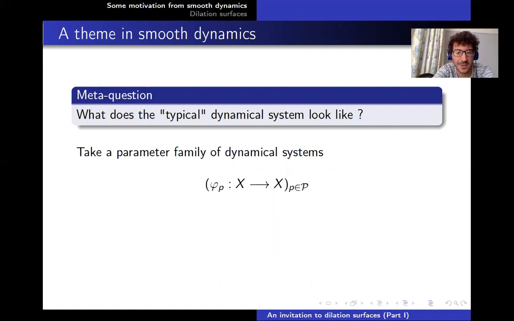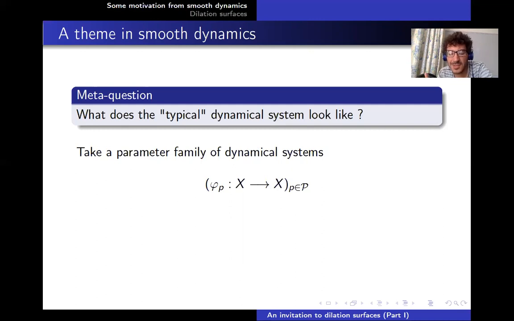So you'd hope that this parameter space has a nice structure, and they're all dynamical systems of the same nature. So maybe in general they're going to be continuous, maybe differentiable. And you want to understand what happens for a typical P in this parameter space.